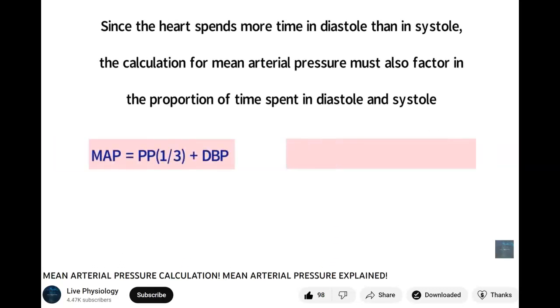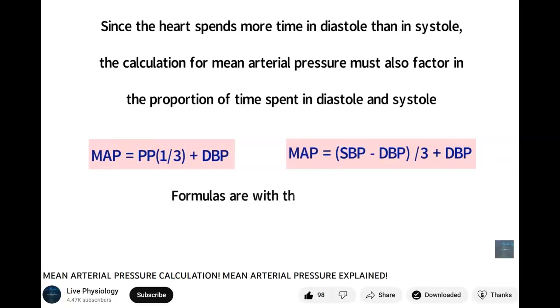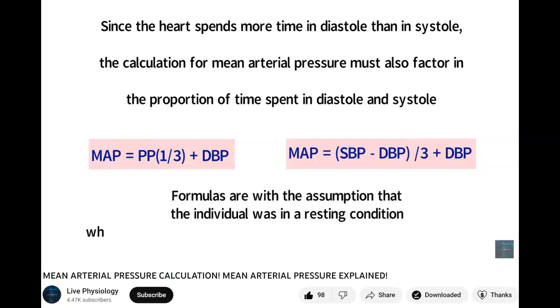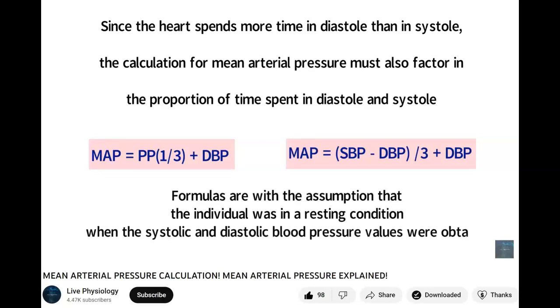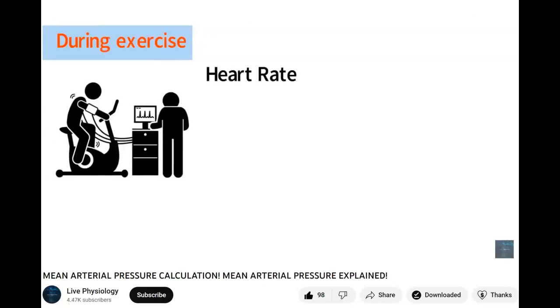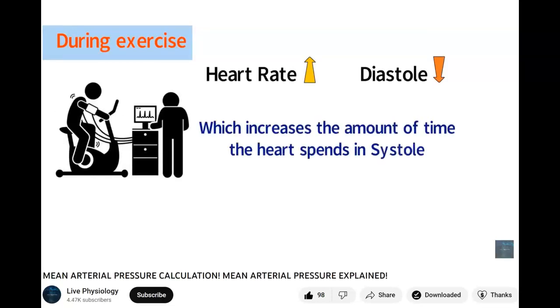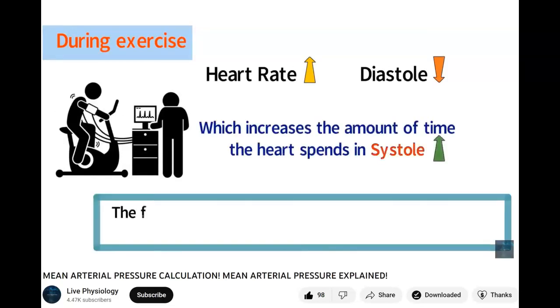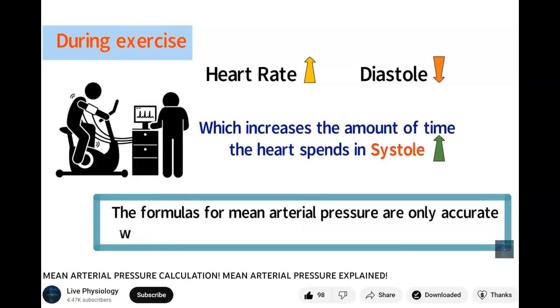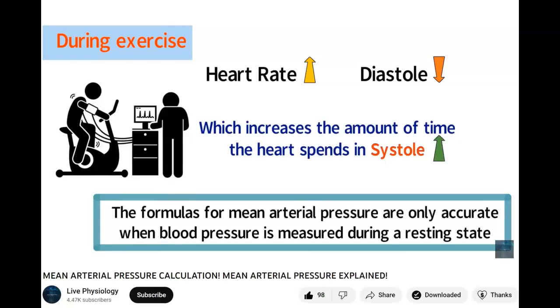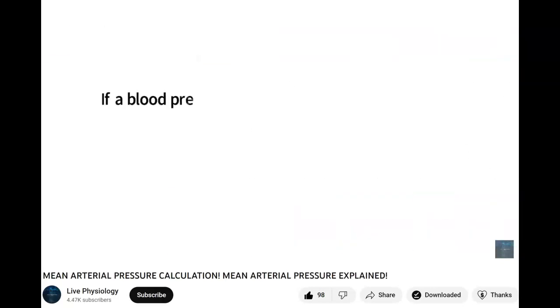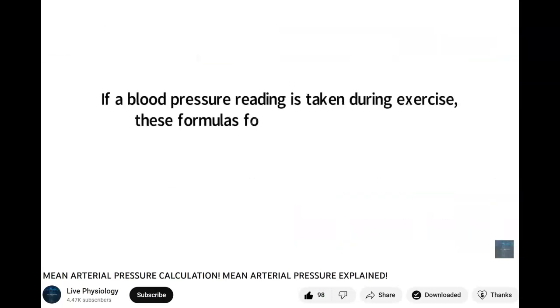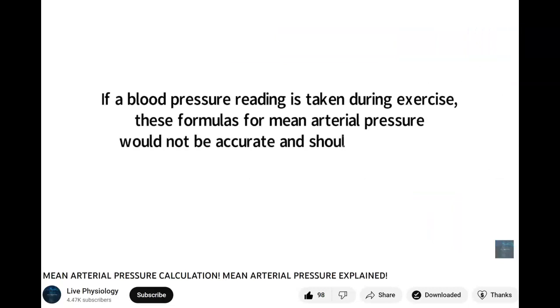One important consideration with this is that the formulas that are presented to calculate mean arterial pressure are formulas with the assumption that the individual was in a resting condition when the systolic and diastolic blood pressure values were obtained. During exercise, as heart rate increases, diastole shortens, which subsequently increases the amount of time the heart spends in systole. Therefore, the formulas for mean arterial pressure are only accurate when blood pressure is measured during a resting state. If a blood pressure reading is taken during exercise, these formulas for mean arterial pressure would not be accurate and should not be used.